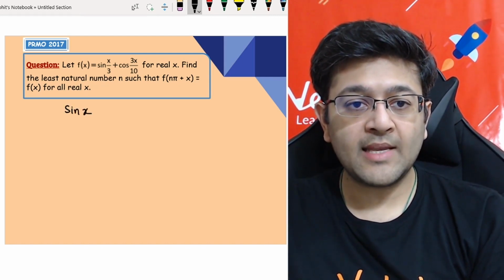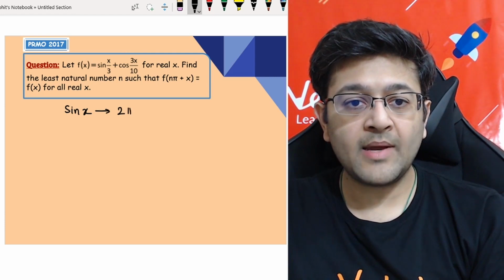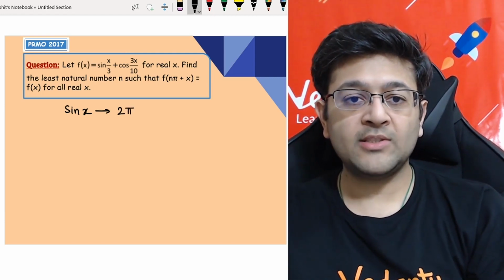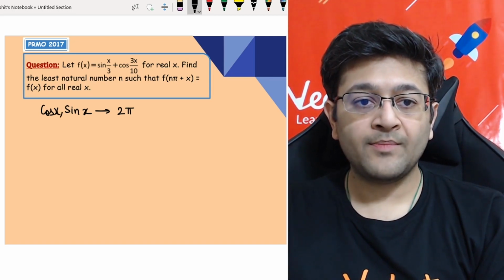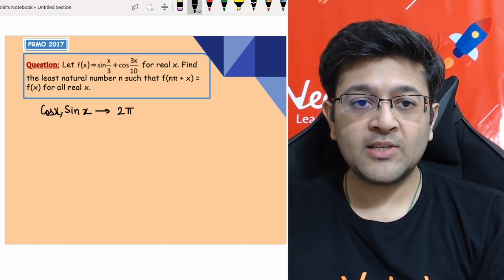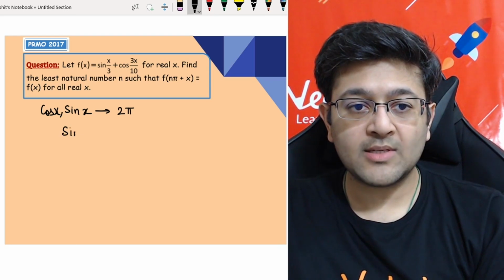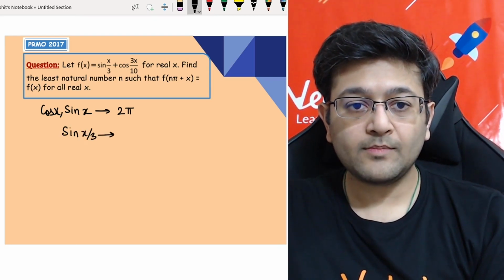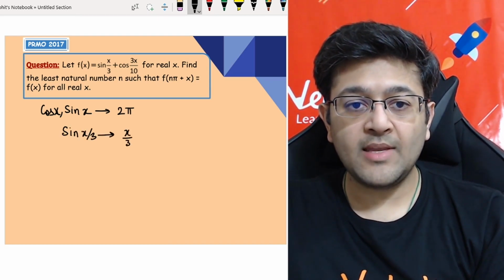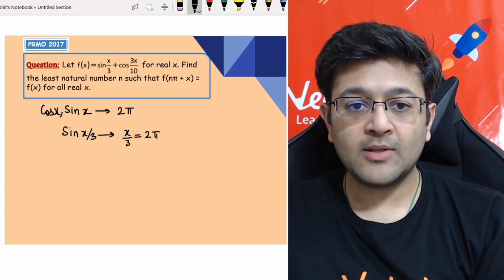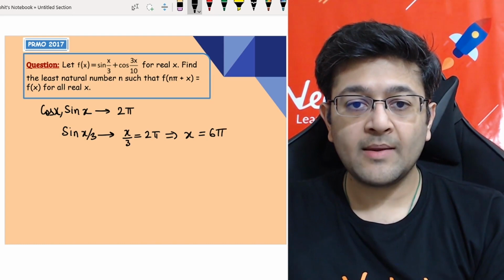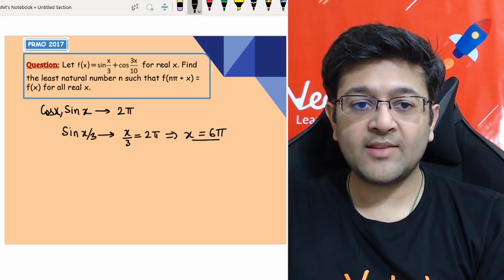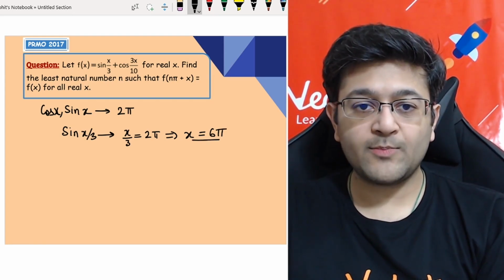If the function is sine x, the period is given by 2 pi. Okay, the period of function sine x or cos x, both is 2 pi. But because here the function is sine x by 3, it means x by 3 is equal to 2 pi for the period. So the period of x will be 6 pi. Okay, for the function sine x by 3, the period will be 6 pi.